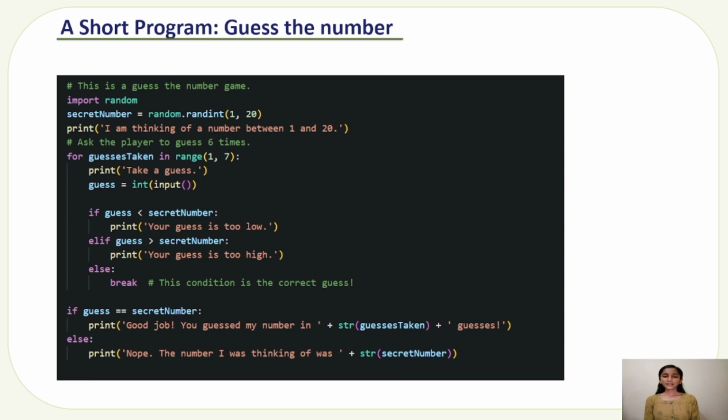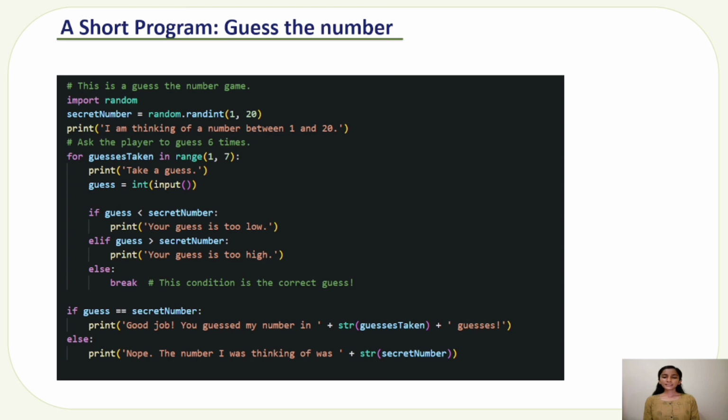Now let's discuss a short program, guess the number. First, a comment at the top of the code explains what the program does. Then the program imports the random module so that it can use the random.randint function to generate a number for the user to guess. The return value, a random integer between 1 and 20, is stored in the variable secret number. Now the program tells the player that it has come up with a secret number and will give the player 6 chances to guess it.